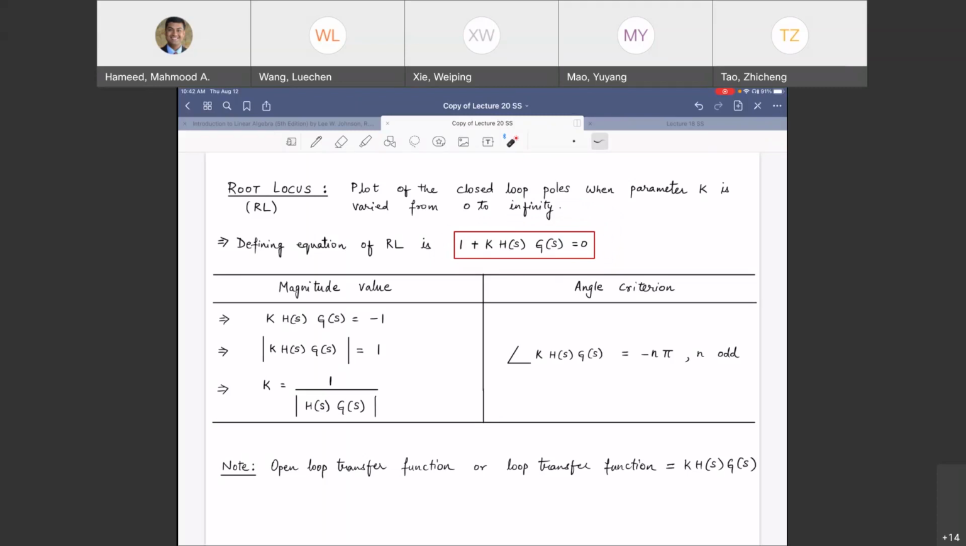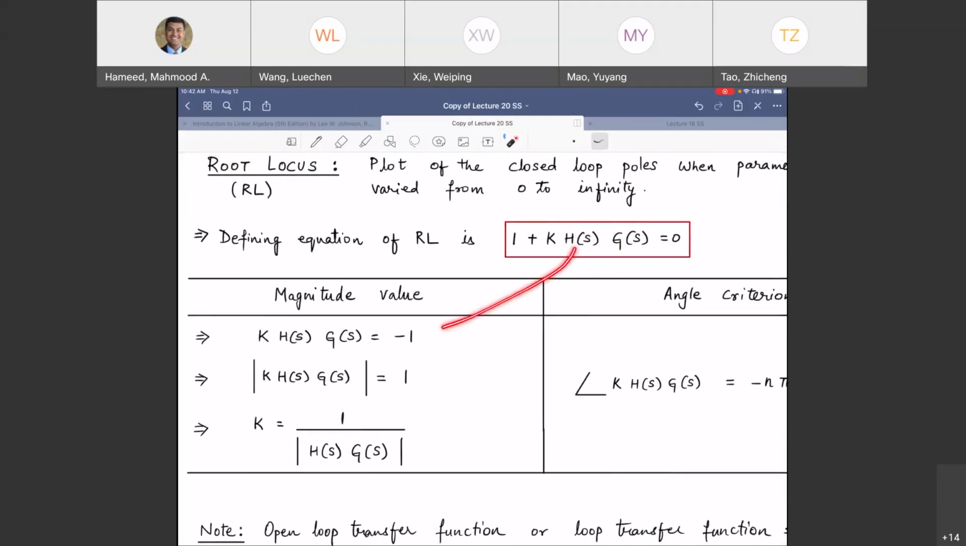Magnitude value is, from here, you rearrange. You write K H of s G of s to be -1. Then take the magnitude on both sides. What do you get? Magnitude of the left-hand side should equal 1. Now, with this, you can find K as 1 over magnitude of H of s G of s.